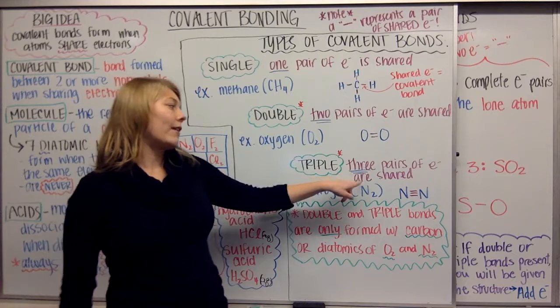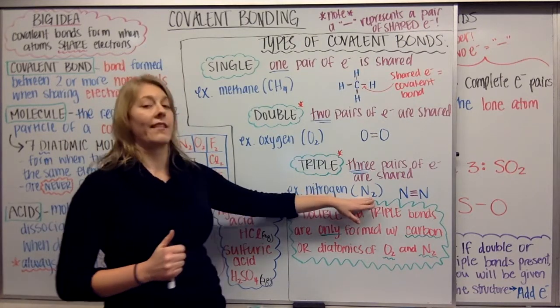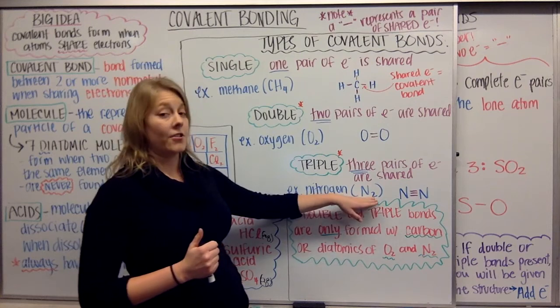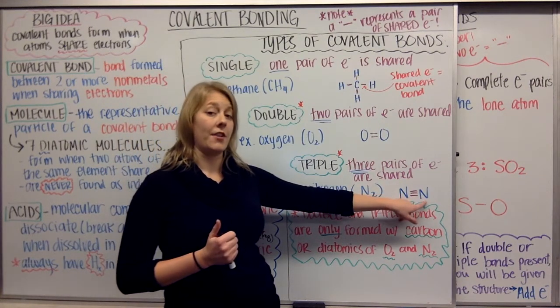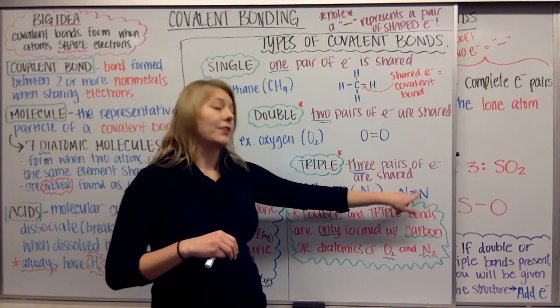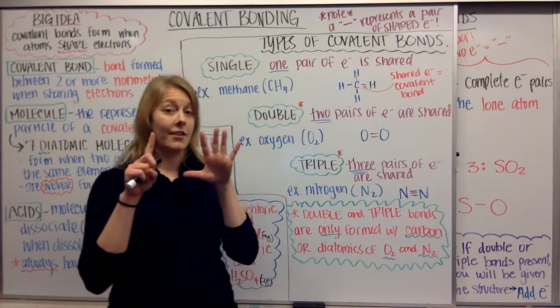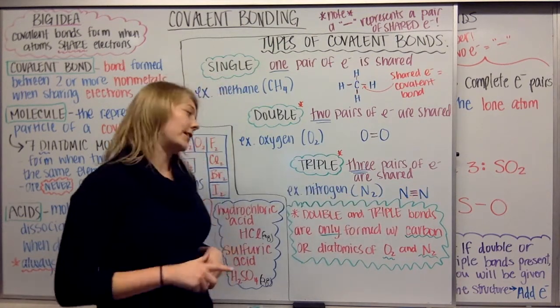In a triple bond, we have 3 pairs of electrons being shared. Nitrogen, N2 is our example. This is another diatomic molecule. This is an N triple bonded to another N. That's 3 bonds, that's a triple bond. How many electrons are being shared? 6 electrons are being shared, right? Because each line represents 2 electrons.